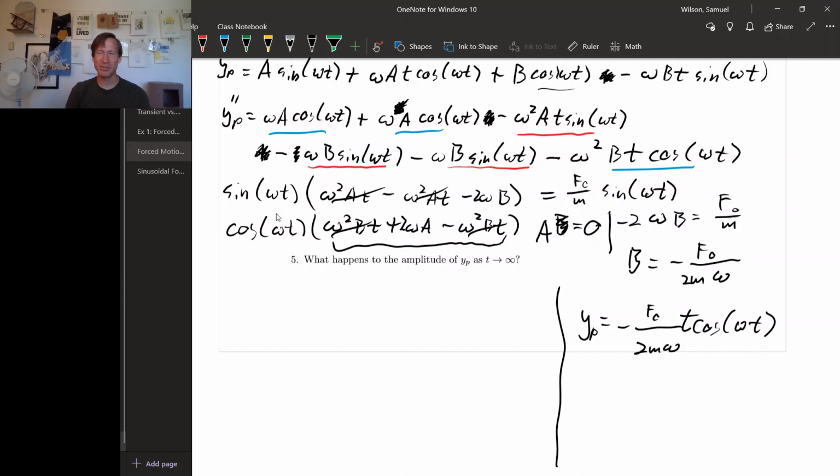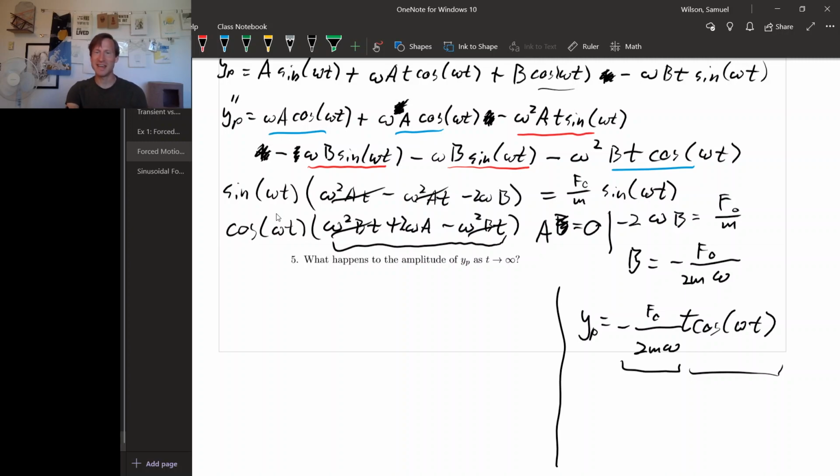But what we really need to know from this particular solution is the general form of it. So the coefficient isn't so important. What's really important about this particular solution is that it's either sine or cosine times t times some coefficient. Okay, so pause the video and have a look at number 5.